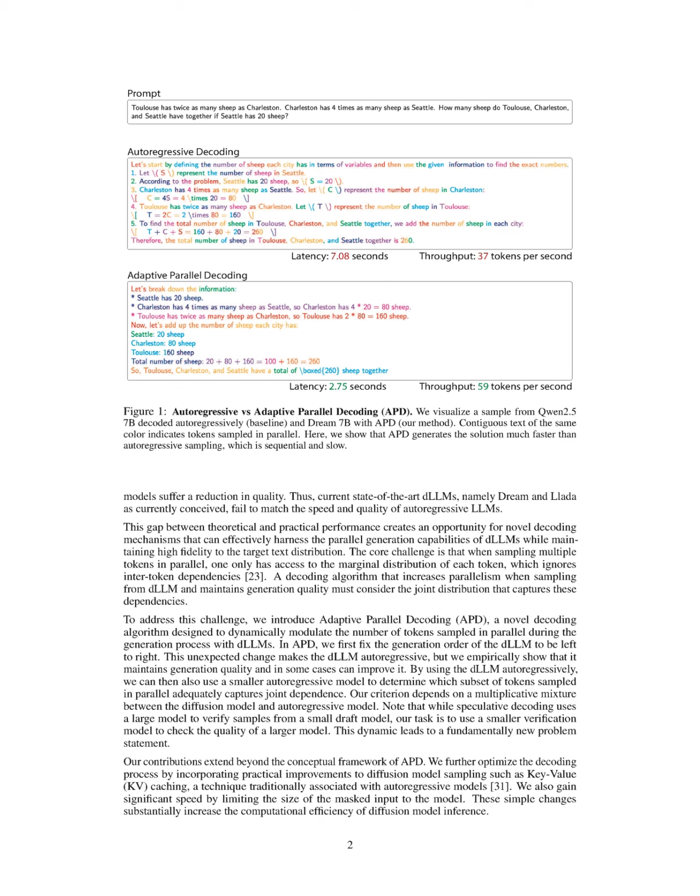Next, it uses the smaller autoregressive model, P_AR, to compute the likelihood of these sampled tokens in parallel, enabling the model to capture inter-token dependencies that the diffusion model alone cannot. The algorithm then defines a target distribution, P_T, based on a multiplicative mixture of the diffusion model and the autoregressive model, which helps determine how many tokens to accept based on their likelihoods.